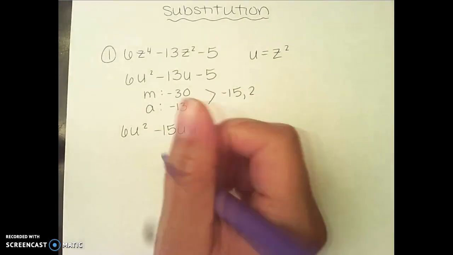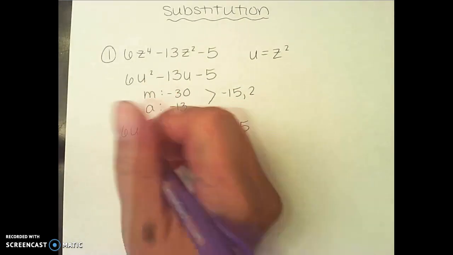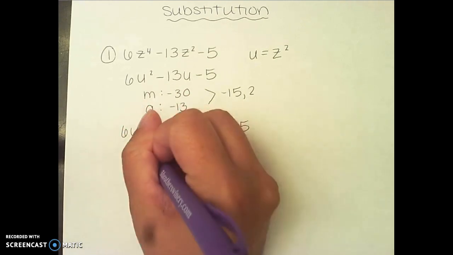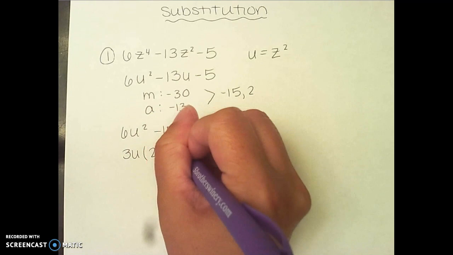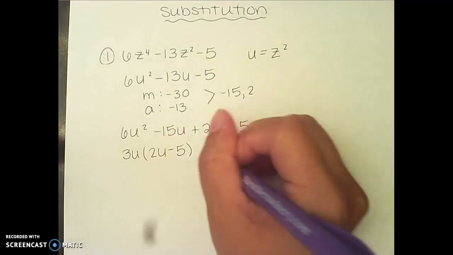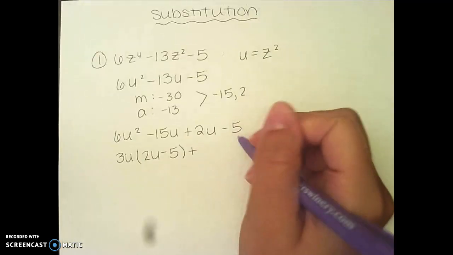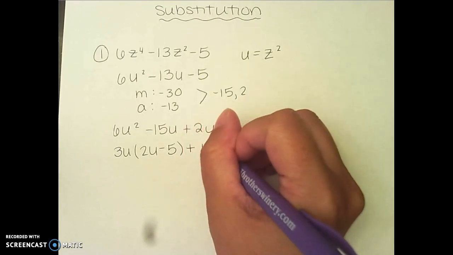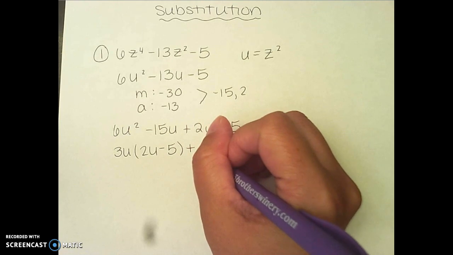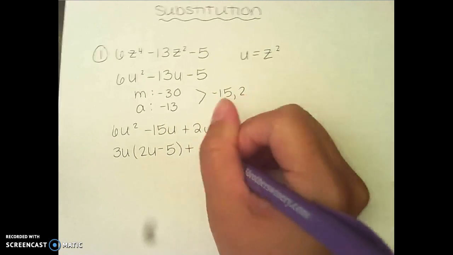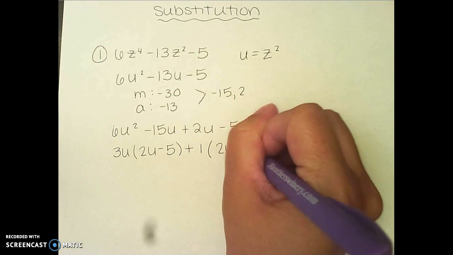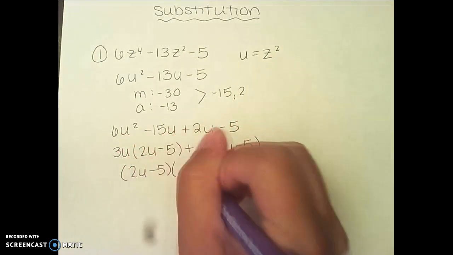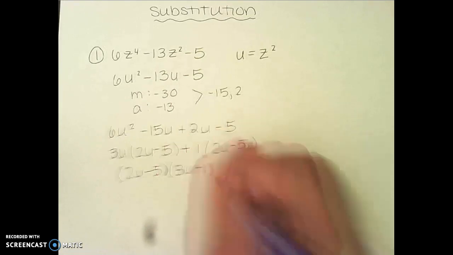I'm going to go ahead and group and factor out my GCF. I'll have a 3u times 2u minus 5, plus, and I already have a 2u minus 5, so what I like to do is write a 1 here just so I don't forget to put it in the next step. So I have a 2u minus 5. So I end up with 2u minus 5 times 3u plus 1.